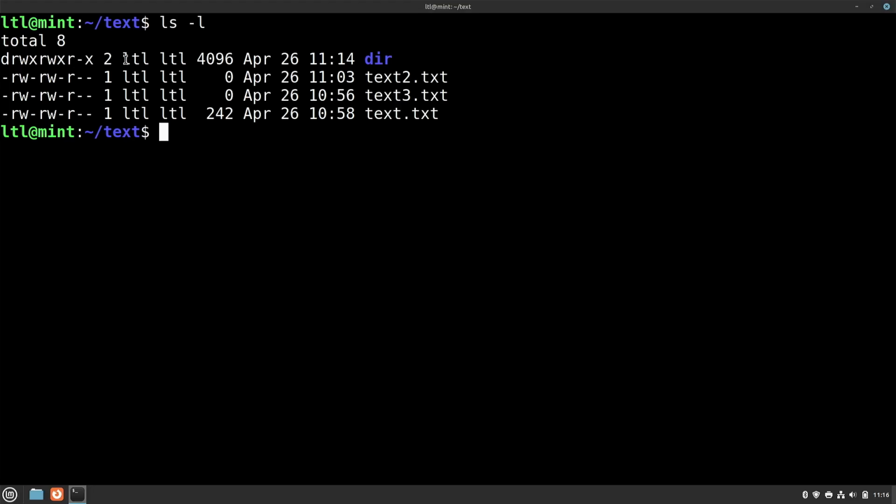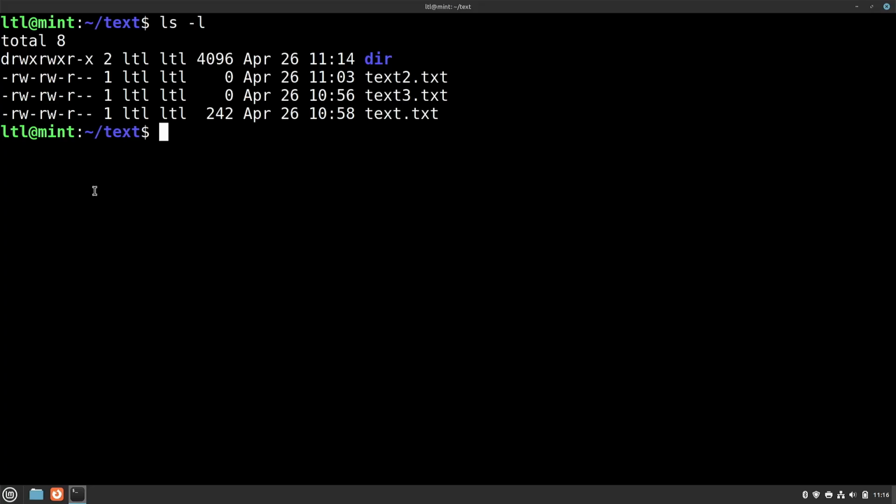This section right here talks about the owner and the group. LTL is the owner of the file. LTL is also the group that has permissions to the file as well. So this first 3 corresponds with the user, the second 3 corresponds with the group, and the last 3 corresponds with everyone else.